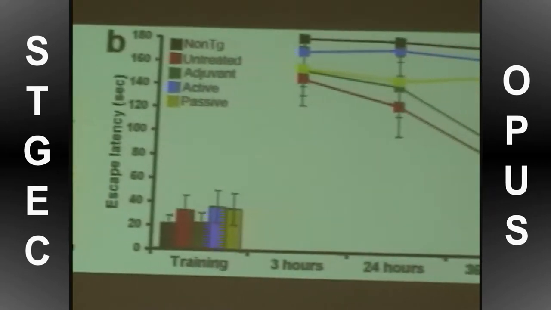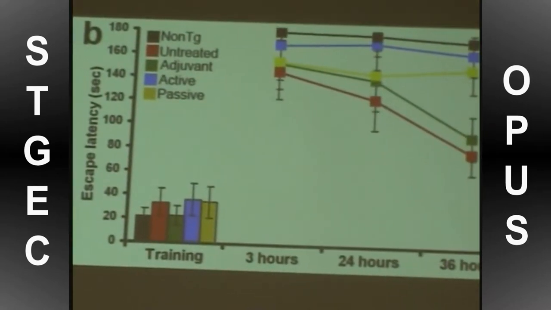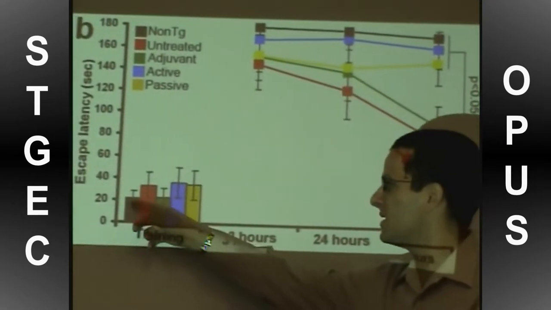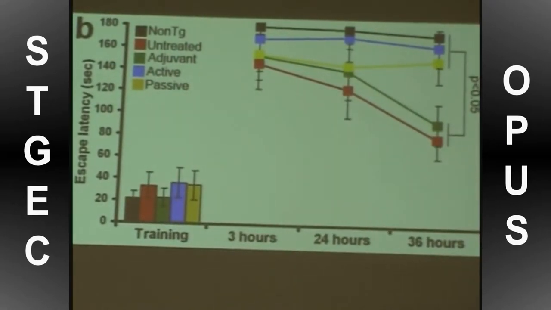Here is the passive inhibitory avoidance, during the training. The first time we put the mouse in, after the door opens, it takes about 20 to 30 seconds for all the groups to cross over.